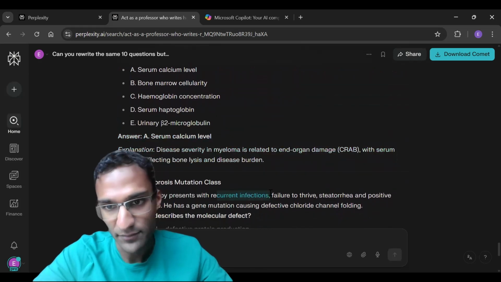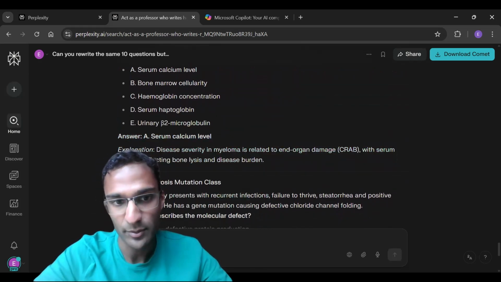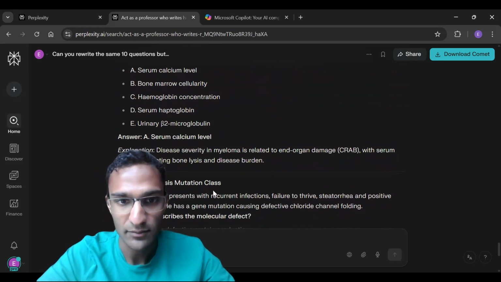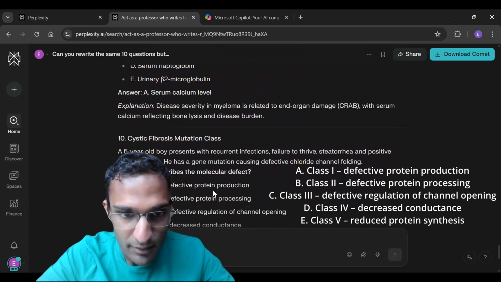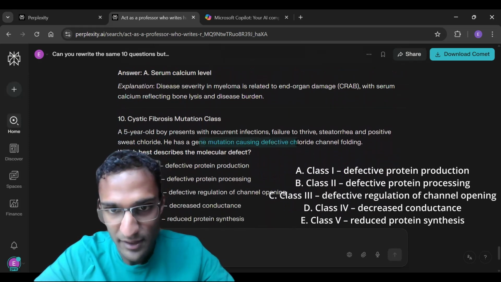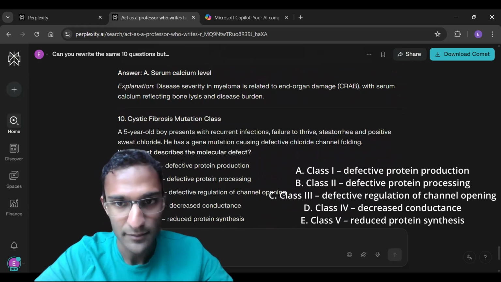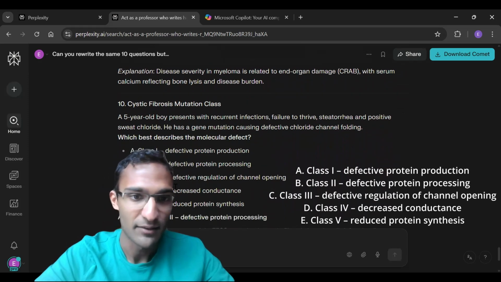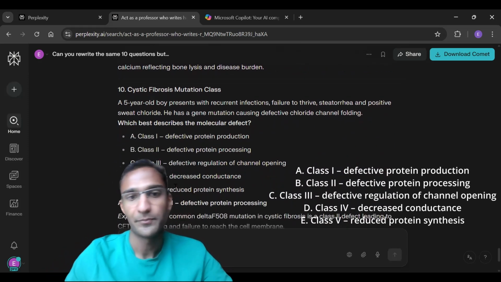All right. Recurrent infections, failure to thrive, steatorrhea, and positive sweat chloride is CF. He has a gene mutation causing a defective... Yeah, I'm not going to get this. So this one I've got no idea. So the gene mutation causes defective chloride channel folding. So it's probably not production. It's probably something to do with folding. So I'm going to avoid production and synthesis. Conductance, channel opening. I'm just going to say B. I've got no idea. Okay, bit lucky.